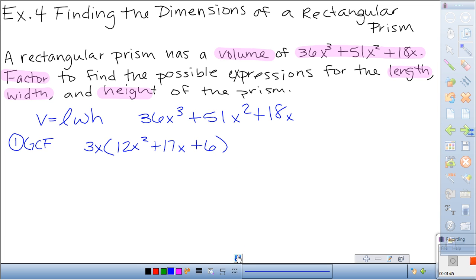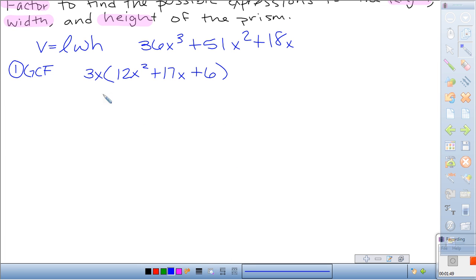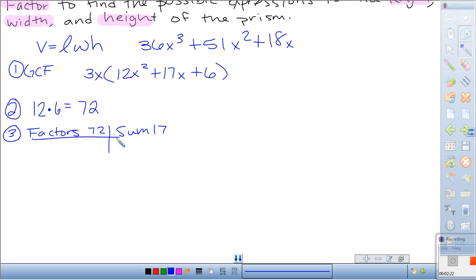Now that I've pulled out my GCF, I can use the next couple of steps for grouping. So we're going to leave this 3x out, and let's just remember it's there. I'm not even going to write it down. We just need to not forget about it, or we'll be in trouble. So our second step for factoring by grouping is to find the product of my first and last term. So 12 times 6 gives me 72. Now I need to use that number and find the factors of 72 that add to be my middle term of 17. Because remember, we want to rewrite this trinomial as a 4-term polynomial so we can use grouping.